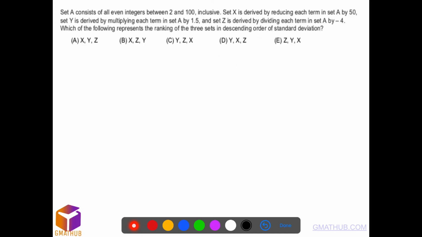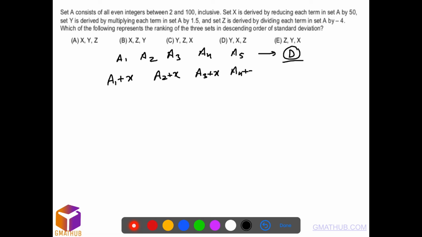Now here what we are testing is, let's say A1, A2, A3, A4, A5 have a certain standard deviation D. There's a certain number of terms in a set. It could be 4, 5, 10, anything. Their standard deviation is D. Now if we add something to all the terms, or if we subtract something from all the terms, the standard deviation will remain the same, unchanged.